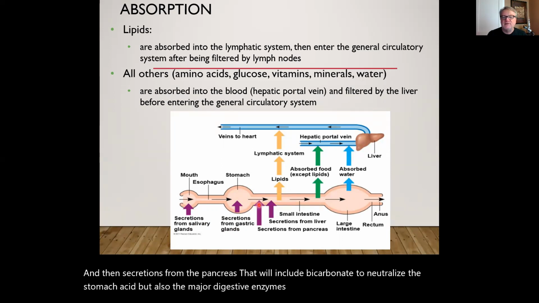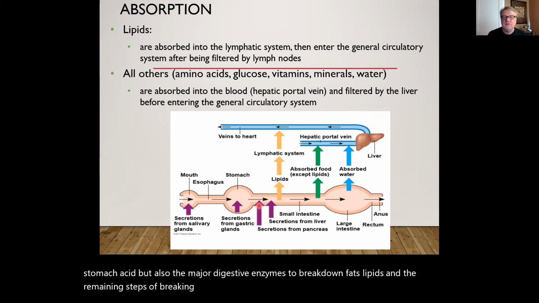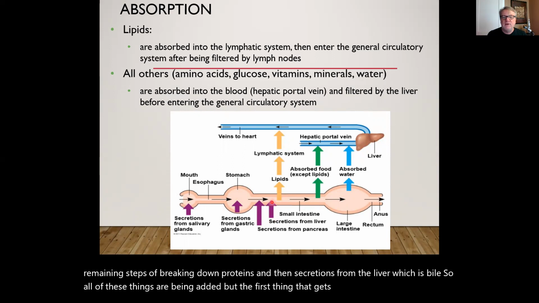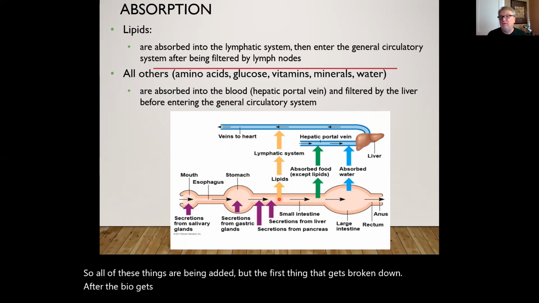break down fats, lipids, and the remaining steps of breaking down proteins, and then secretions from the liver, which is bile. So all of these things are being added, but the first thing that gets broken down after the bile gets added, fats are very, very easy to digest.